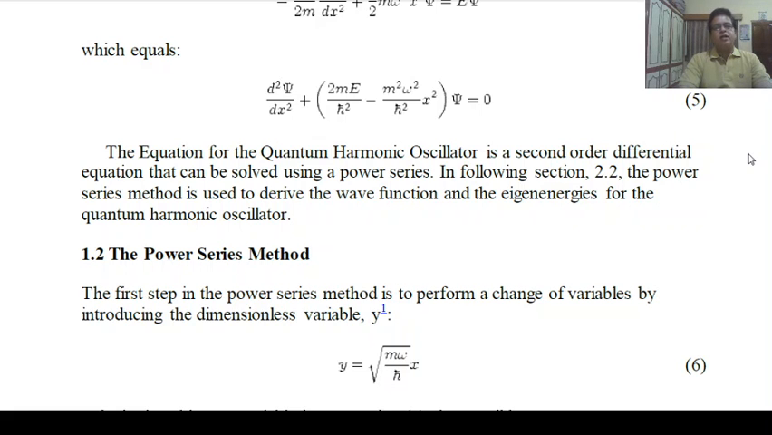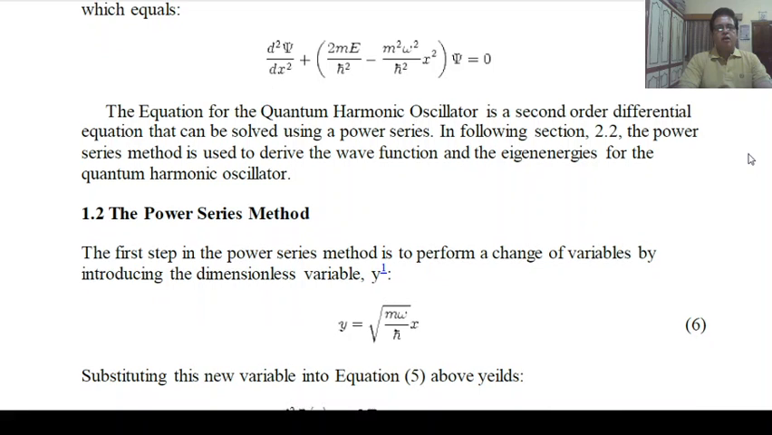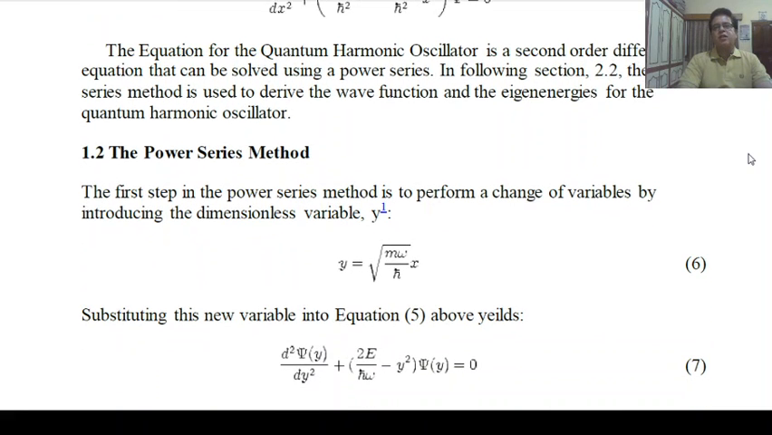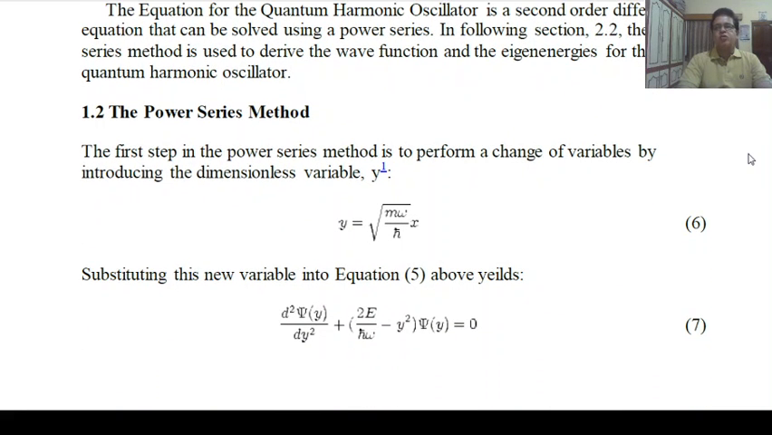In the following section, the power series method is used to derive the wave function and the eigen energies for the quantum harmonic oscillator. The first step in the power series method is to perform a change of variable by introducing the dimensionless variable y, y equal to square root of m omega upon h bar times x. Using this, the Schrodinger equation becomes d2 psi(y) upon dy2 plus twice E upon h bar omega minus y square psi(y) equal to 0.